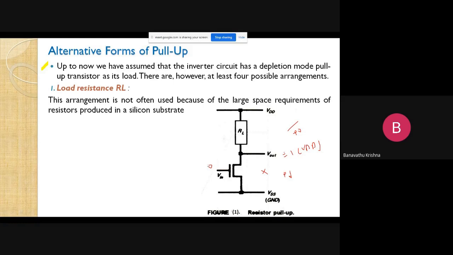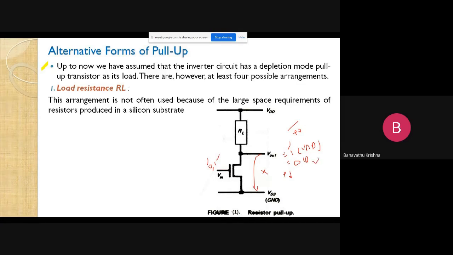Similarly, in the other case, if you are applying 1 as input, then this NMOS transistor is going to be in on condition. On means the path is available from Vout to VSS. Then whatever response is available at the output side will be discharged to ground through this NMOS enhancement mode device. So finally we are getting the response of 0 volts. Let us observe: if you apply input 0, you get output 1; if you apply input 1, you get output 0.